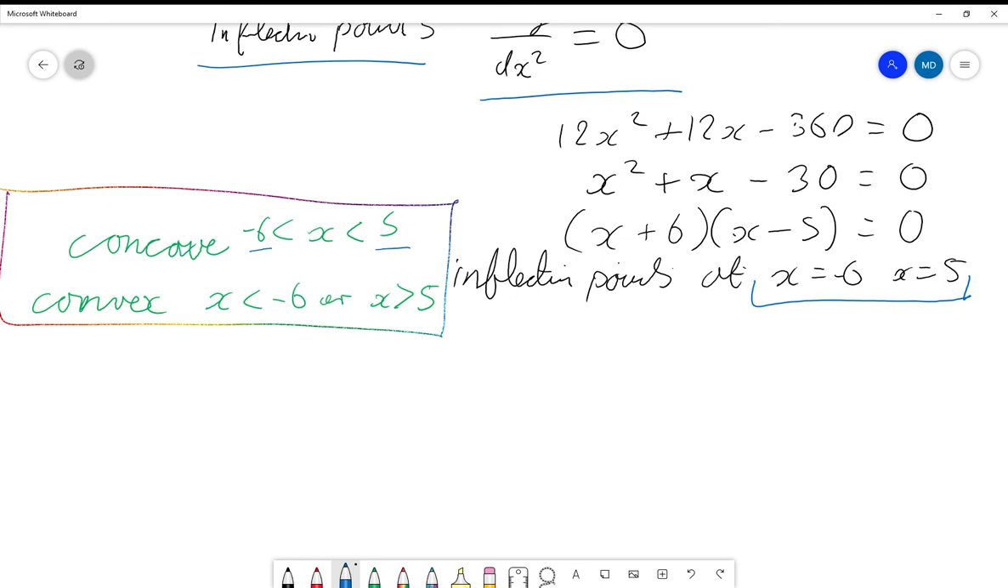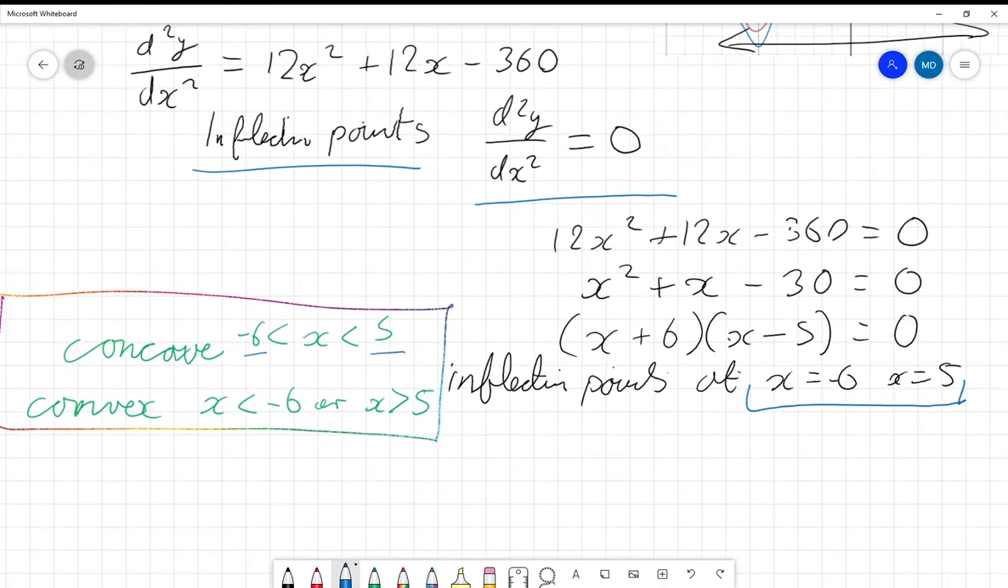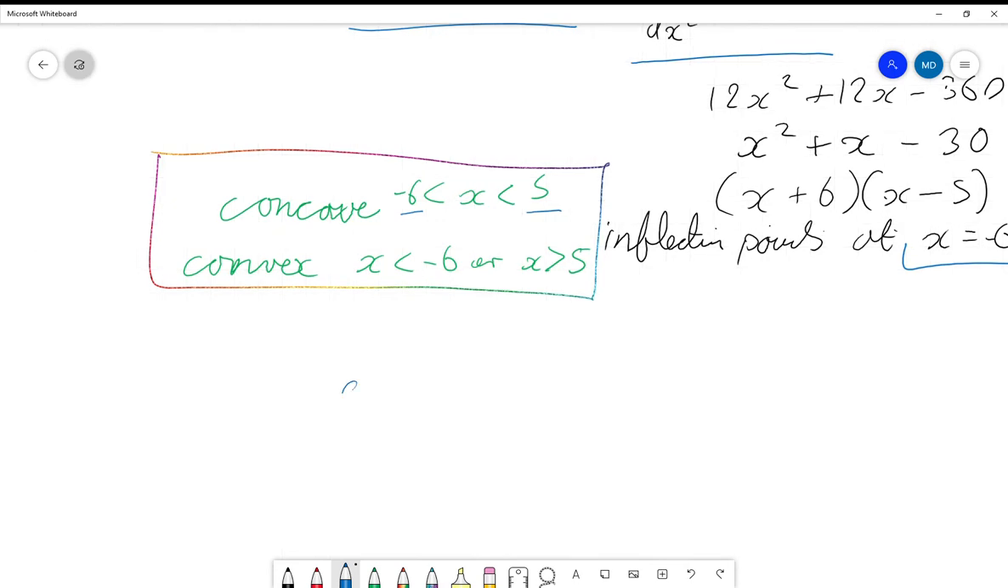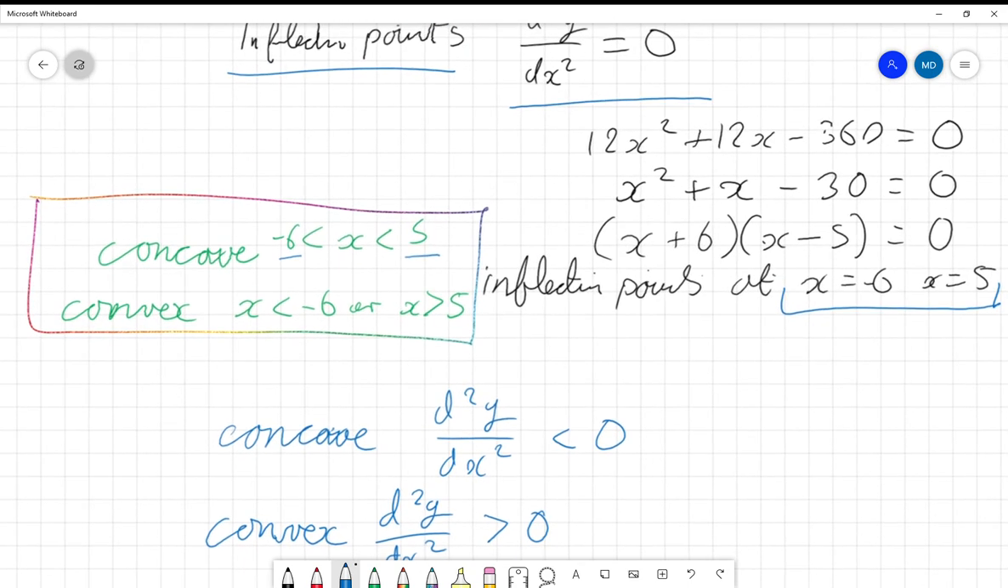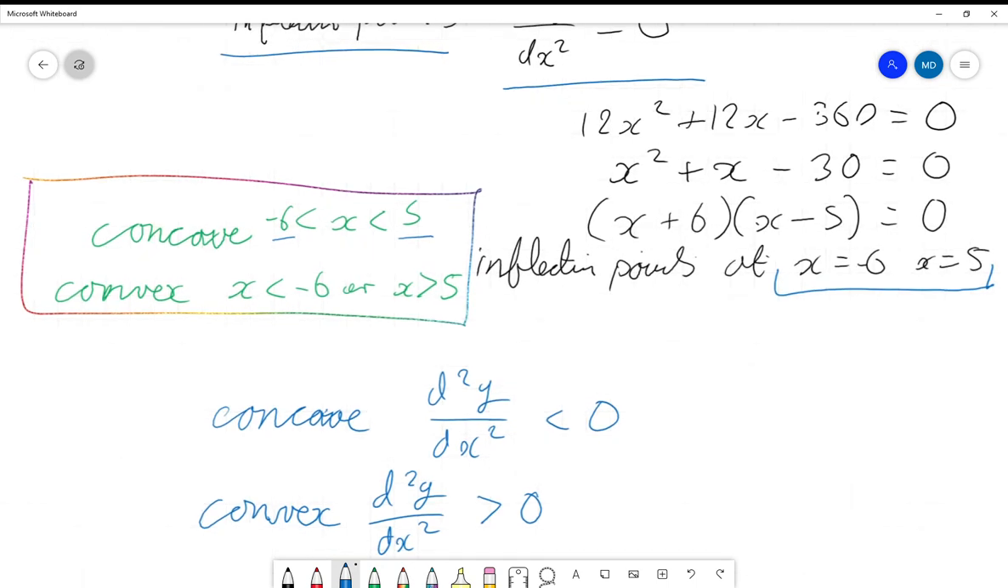But the test is quite simple because we're dealing with the change of the gradient. For concave, the gradient is getting more negative. So the change is negative. So we get d2y by dx squared less than 0. And for convex, we get d2y by dx squared greater than 0, because our gradient is changing to be more and more positive. Hence, we just need to take our function and test values out.